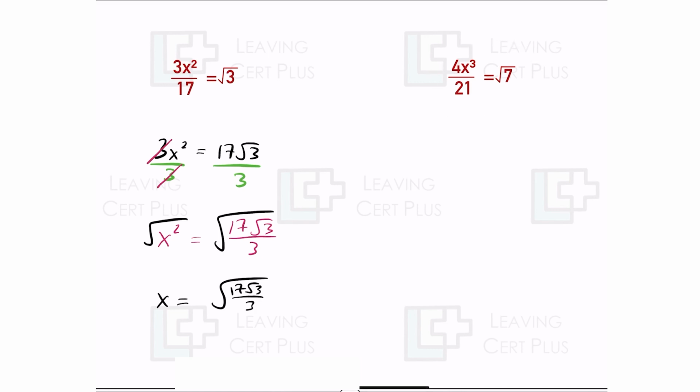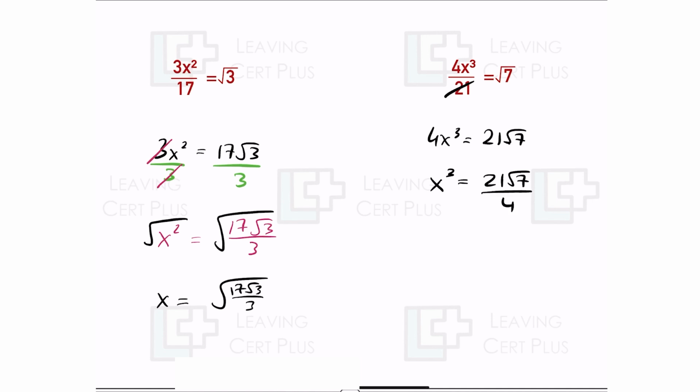If you made a mistake in this question and you want to try correct it now, pause the video and try this one. So first of all, you want to multiply across by 21. So multiplying across by 21 is going to get rid of that fraction. We'll have 4x cubed is equal to 21 times root 7. So now you want to divide across by 4. So if we divide across by 4, you're undoing that multiplication. You've got x cubed is equal to 21 root 7 over 4.